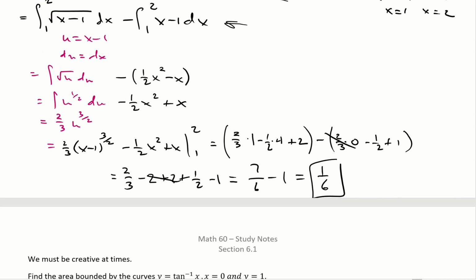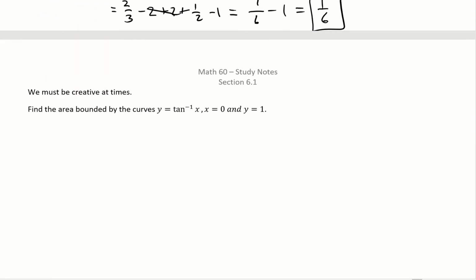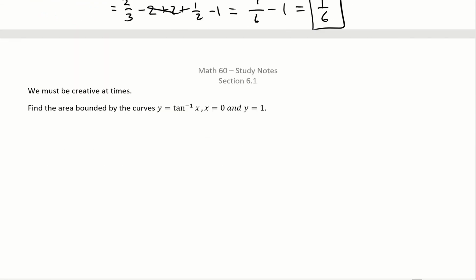Okay. So for this one, find the area bounded by the curves. You always have to look at your work and feel good about it. You just go, you know what? I feel good. You should get a sense of satisfaction. I hope that you do when you're doing these problems. Find the area bounded by the curves y equals tan inverse of x, x is 0, y is 1. Now, I set this one up myself. I hope it works.